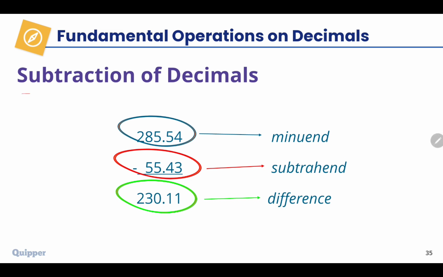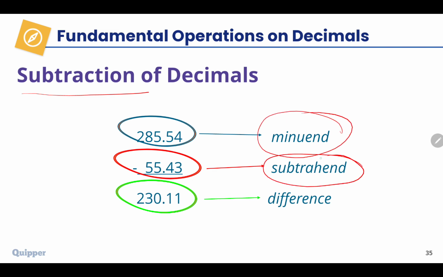Ayun. So, these are the parts of a subtraction of decimals. We have here the minuend, the subtrahend. Subtrahend, siya yung value na binabawas natin kay minuend. Okay. And the final answer is the difference. So, yan. Let's have an example.